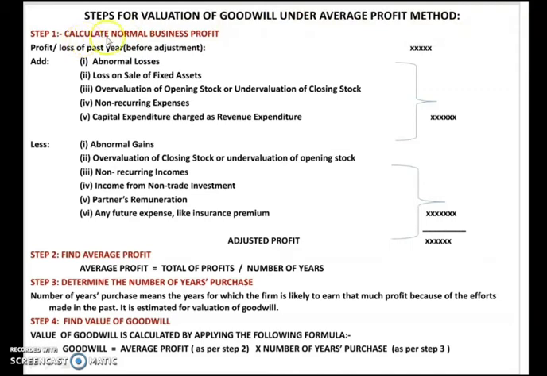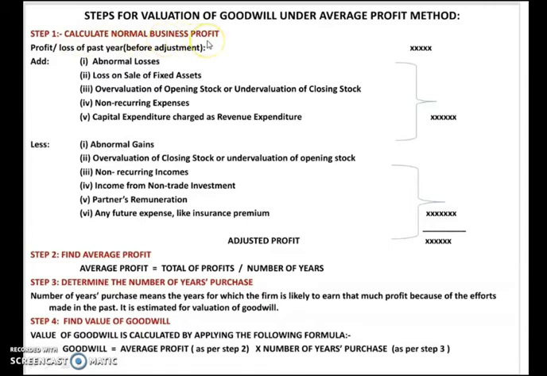So the first step is calculate normal business profit. Children, in the question, they will provide you the profit of a few years, that is last 5 years or 3 years profit. From that you have to calculate the normal business profit. That means in those profit or loss, some abnormal losses or gains or some abnormal items may be included by mistake. So you have to remove all those unnecessary items from the actual to find out the actual profit. So that is your first step, that is calculate normal business profit.